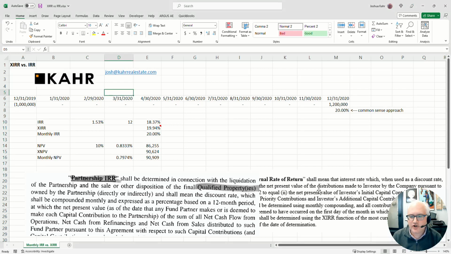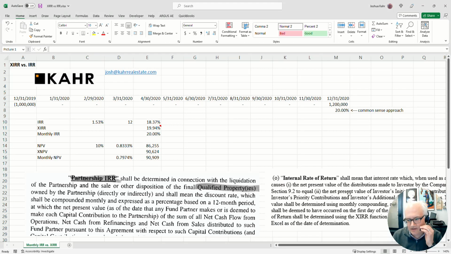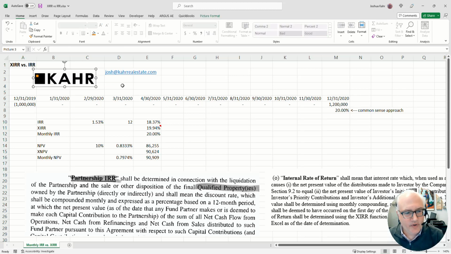Hi, Josh Carr here. A question I get a lot is people will talk about XIRR, and a lot of people will use XIRR interchangeably with IRR, and I don't think they really understand how it works. So here goes. Let's take something really simple.